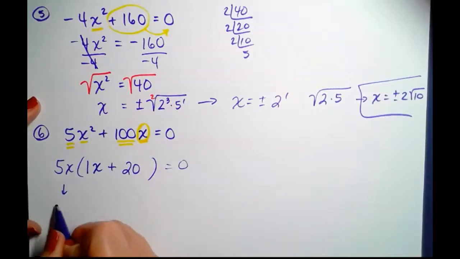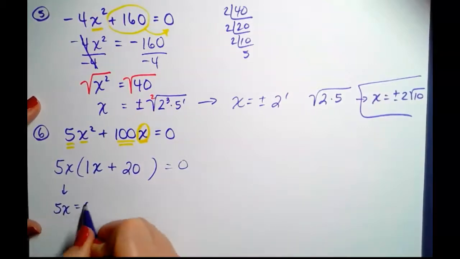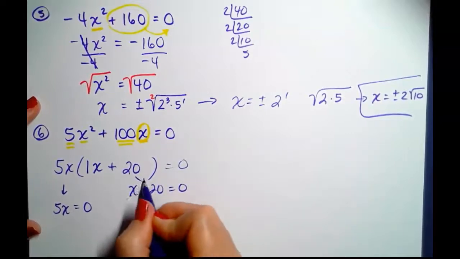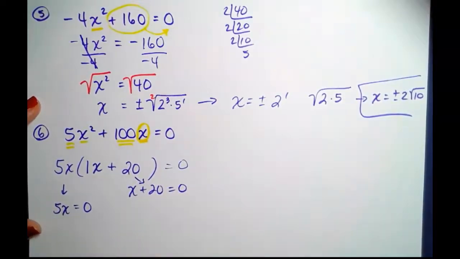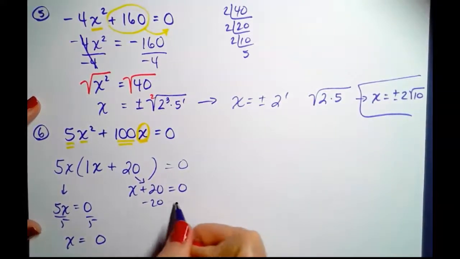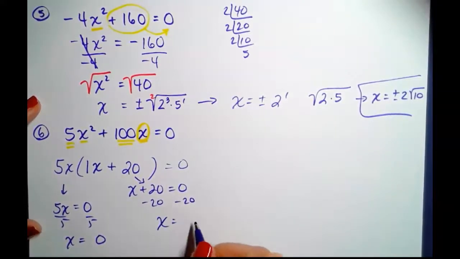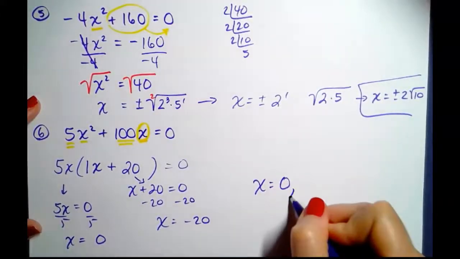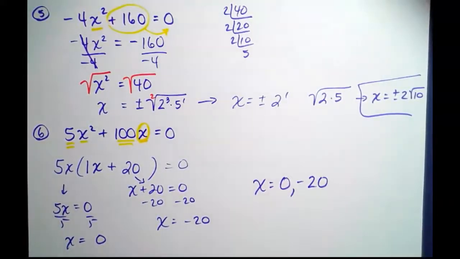Once it is factored, set each factor equal to 0. And 5 times what equals 0? Well, that would be 0. x is 0. On the other side, minus 20, x equals negative 20. So our solutions are 0 and negative 20.